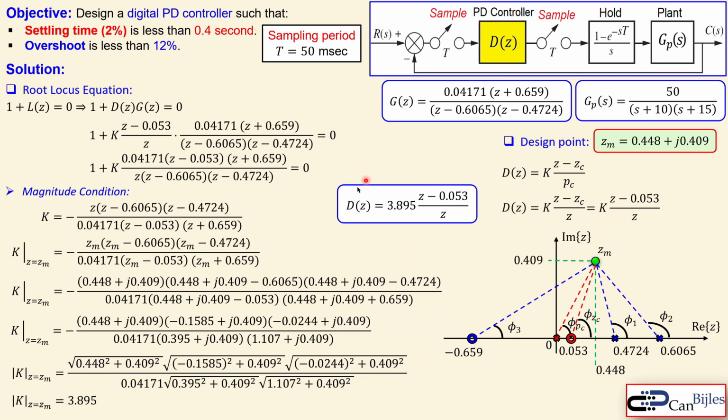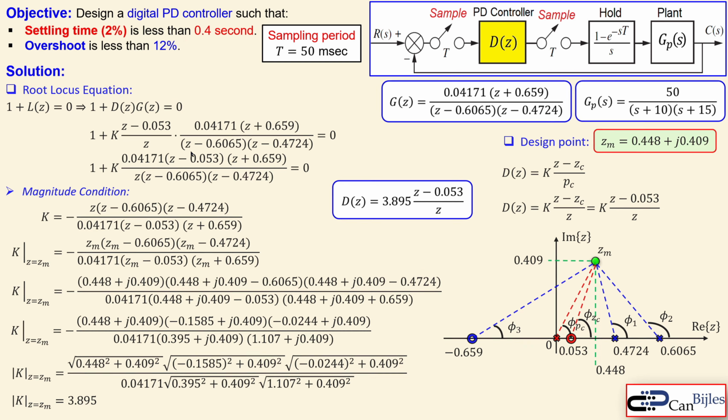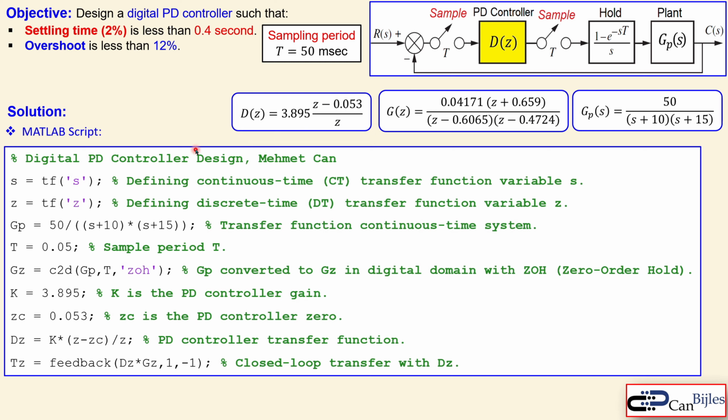That means the complete PD controller is now given here. So the gain and the zero location. Now we will use this in our closed loop transfer function and see if this is performing as we have expected for our specifications. So let's first look at that, but before we do that, we'd like to know what the MATLAB script I have used for my simulations.